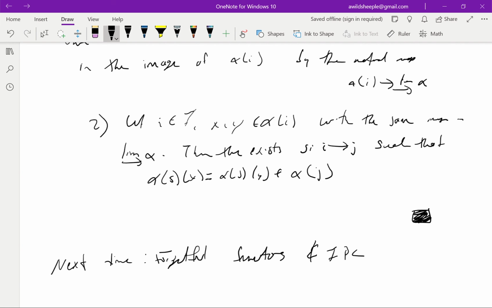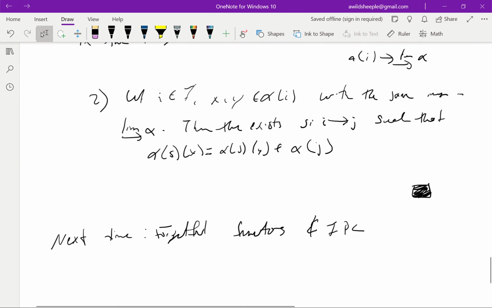Hopefully we get to the IPC property. Mostly what I want to do in the next video is make sure to have time to talk about forgetful functors and limits, and we're going to do a computation that explains what this does.